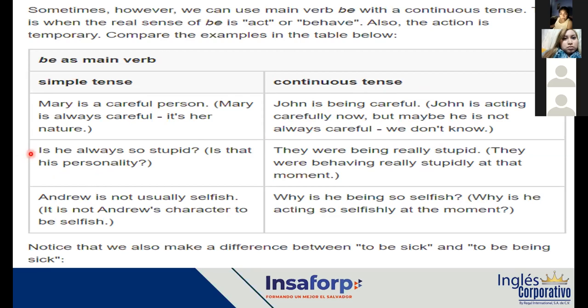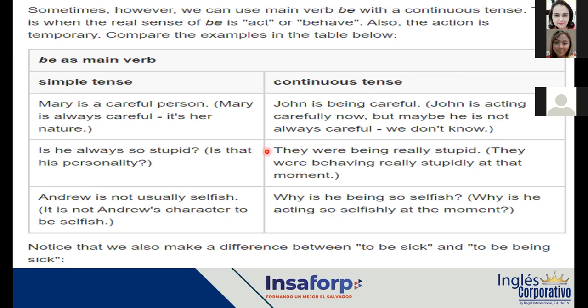So Tatiana Pleites, help me reading number two, please. Is he always so stupid? Mm-hmm. Is that his personality? So we're asking if, is he always so stupid? Is that his personality? So let's see. Let's go to this example, number two. Stephanie Figueroa? They were being really stupid. They were behaving really stupid at that moment.